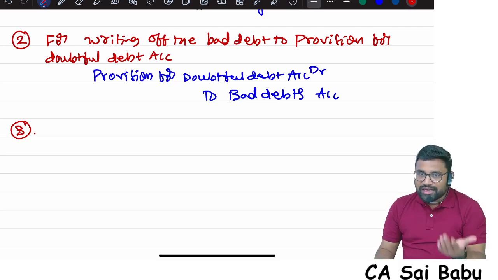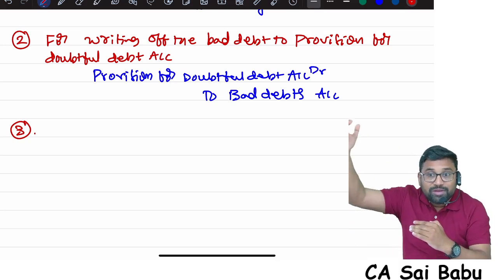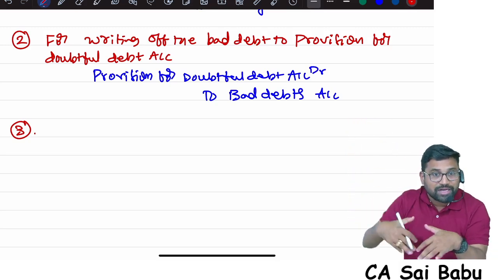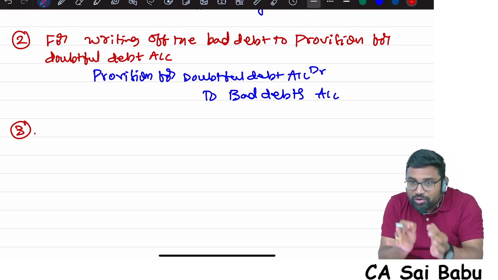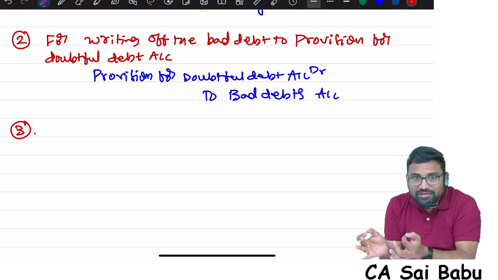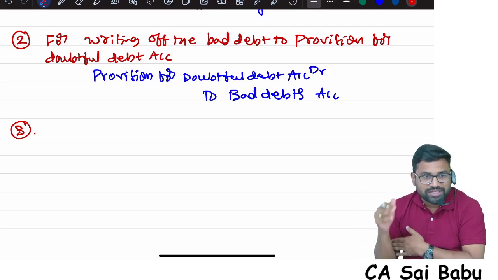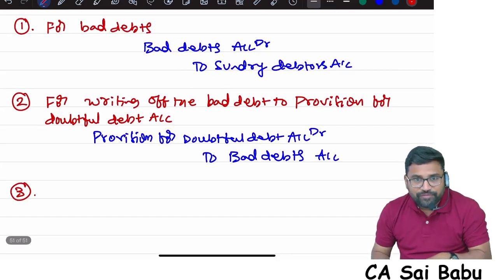Is it fair, sir? Suppose you don't know what the loss will be, and you don't know how much amount you are not going to collect from the debtors. What is the best option you have? Every year you create a provision of some amount, and whenever a loss comes, adjust it. That is what they are saying. So when bad debts came, the provision for doubtful debts was already there.